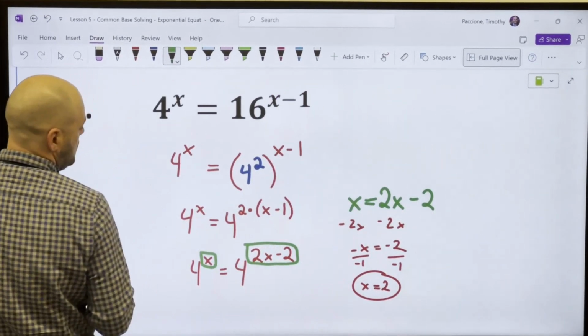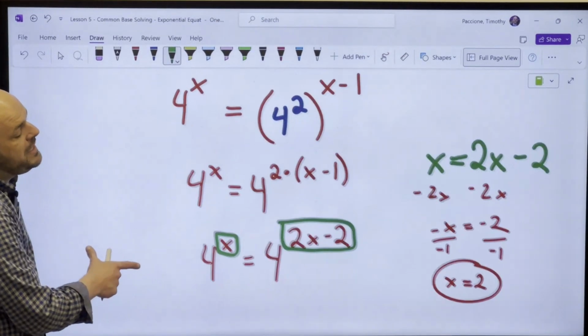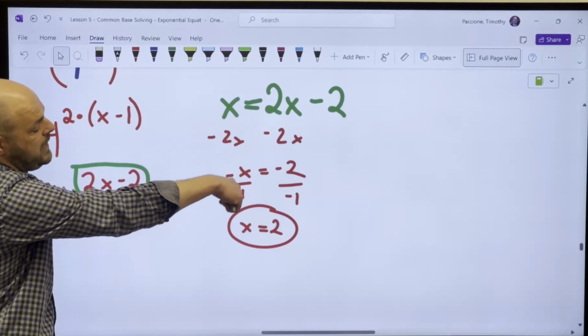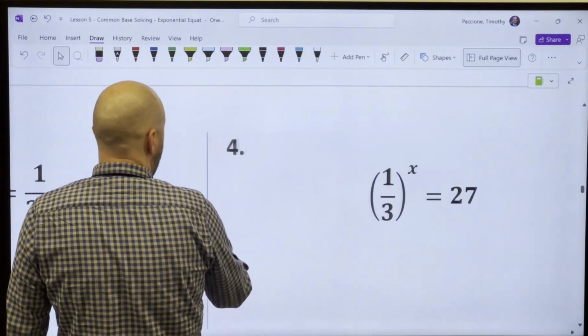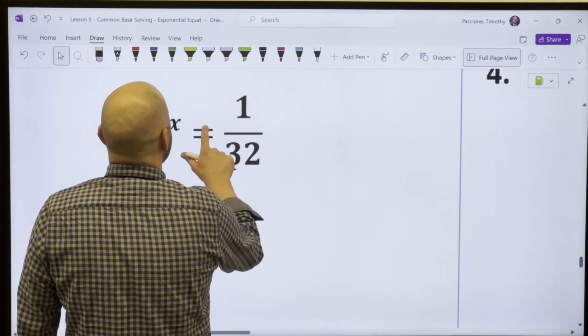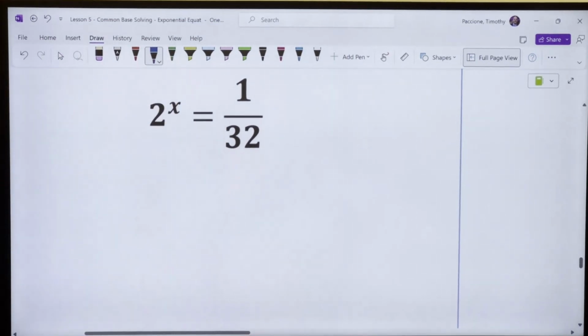Why are you dividing by 1? I divided by negative 1 because I ended up with negative x. X minus 2x was negative 1x, so I have to get rid of the negative. All right. A couple more, and these are a little tricky, I'll be honest with you. But the last couple classes, we were able to come away confident, so I think you will too.